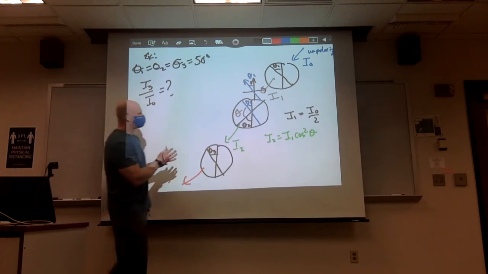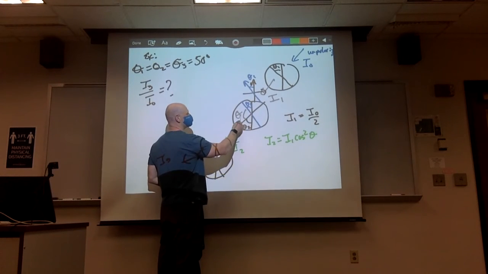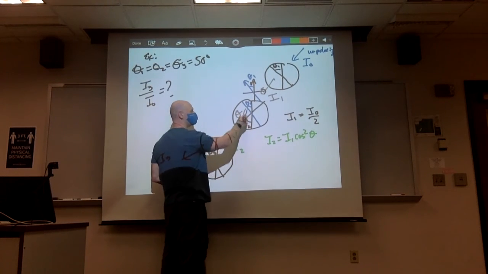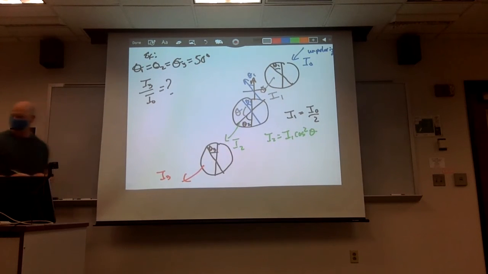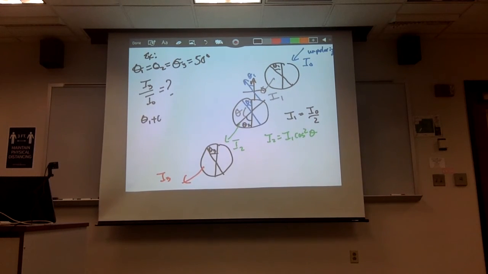So how am I going to find theta? Well, I know since this is a horizontal line here, this angle plus this angle plus this angle all have to add up to 180 degrees. So theta 1 plus theta 2 plus theta must be equal to 180 degrees, which means that theta is going to be equal to 180 degrees minus theta 1 minus theta 2. We'll write all that down in a second.